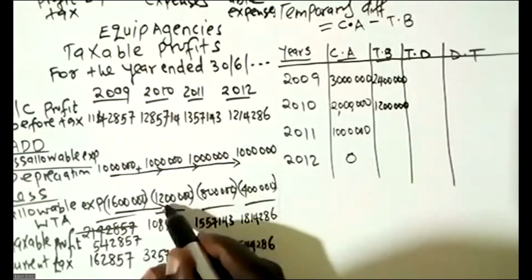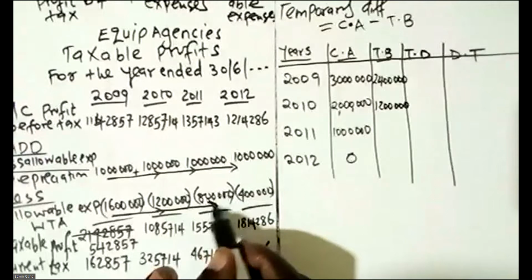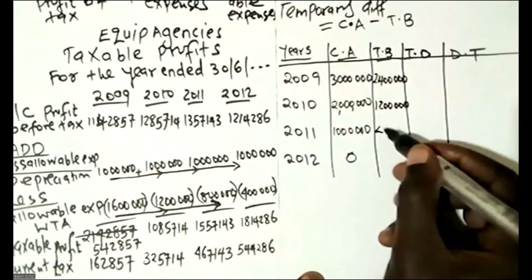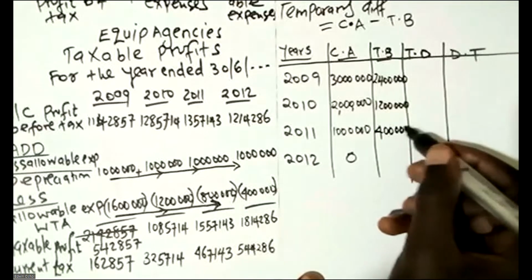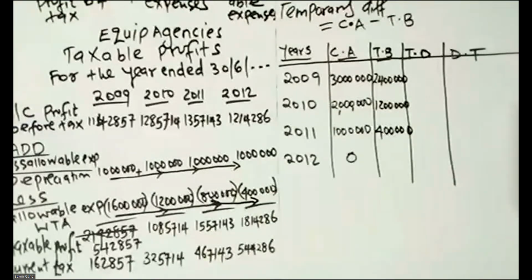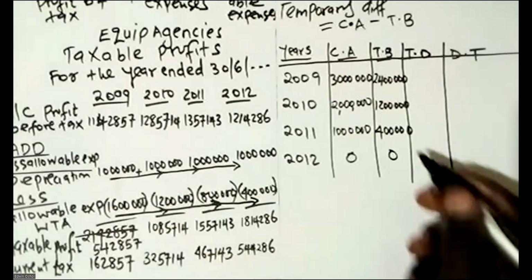Then the third year will be up to this point. So 2.8 plus 800, up to that third year it is 3.6. So 4 million minus 3.6, that is 400,000. Then the last year it will be up to this point. So 3.6 plus 400,000, it's 4 million. 4 million minus 4 million, 0.